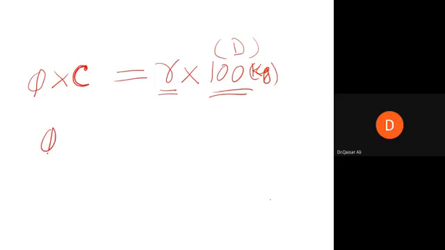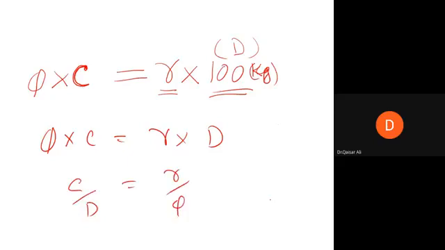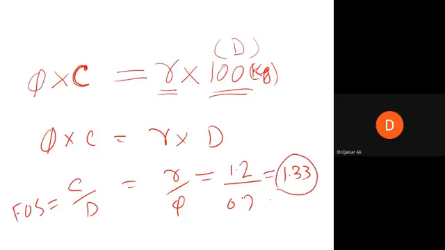Okay, in terms of ratio, it will be like this: phi into C is equal to gamma into D. Then C divided by D will be equal to gamma divided by phi. And for these values, this will be 1.33. So your factor of safety, capacity divided by D, is 1.33. Your factor of safety is 1.33 in this case. We always would like to have a factor of safety in our designs, okay?